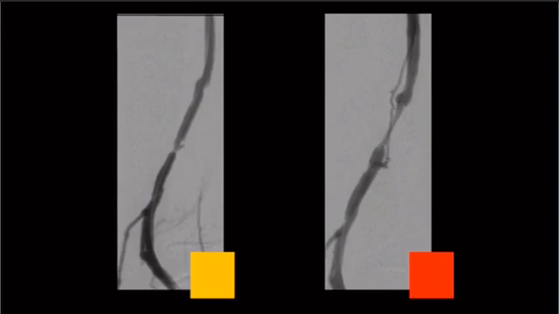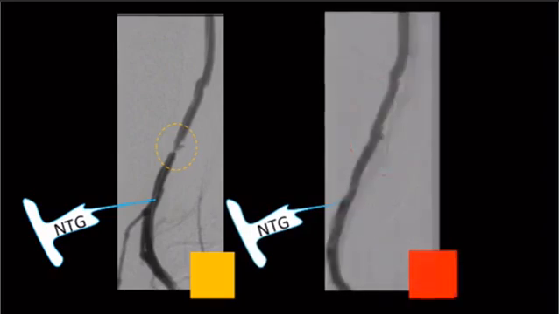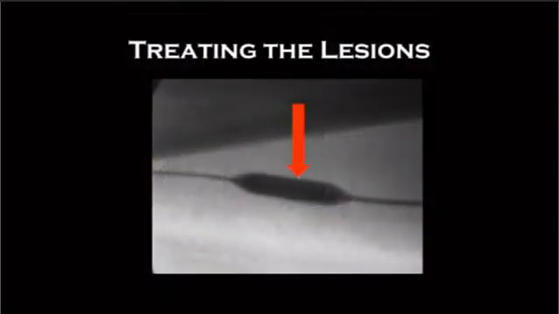The other thing you could do would be to administer a vasodilator like nitroglycerin directly into the venous segment. If it is fixed stenosis, it won't change, but if it's vascular spasm, it will resolve. So how do you treat the lesions? You're going to do angioplasty, and your goal is to improve flow through the graft by at least 20%.